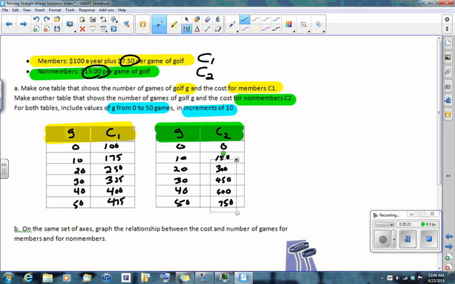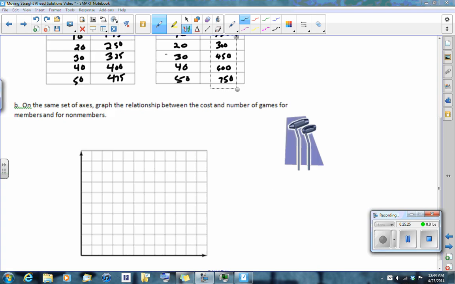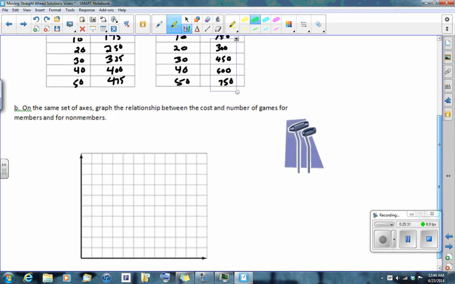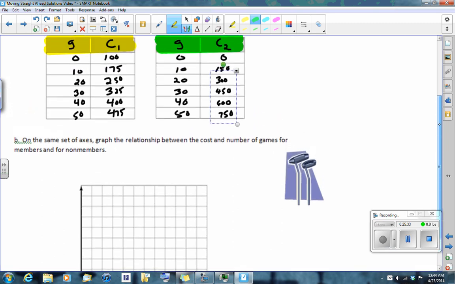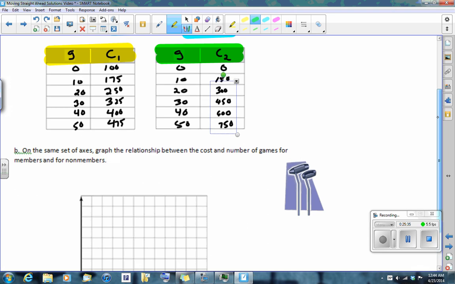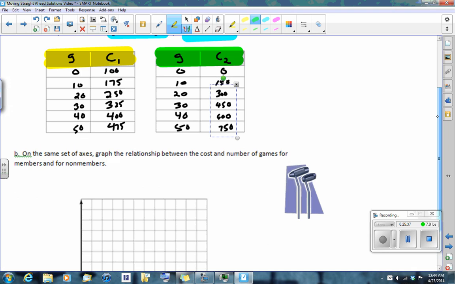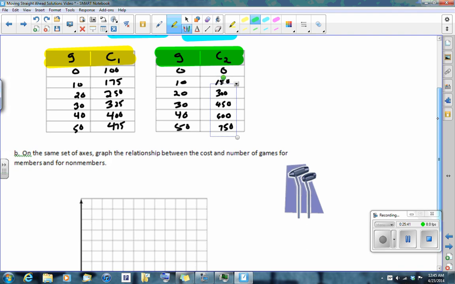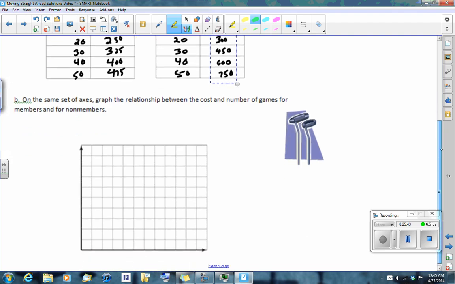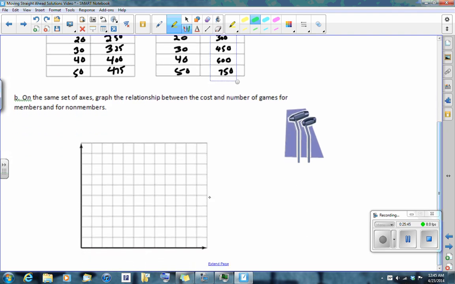All right. Down below, they ask us to graph the relationship of the cost and number of games for the members and non-members. So I'm going to use yellow for the members and green for the non-members. And the grid lines here, let me see if I can come up with a label quickly.